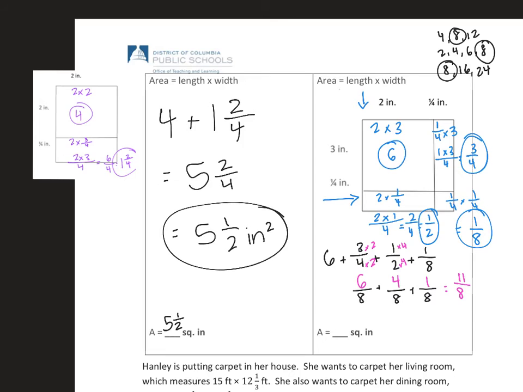And I know 11/8 is a fraction greater than 1 because my numerator is greater than my denominator. So I'm going to put this into a mixed number by asking myself, how many times does 8 go into 11? It goes into it once. And then I have 8 times 1 is 8. So I have 3 left over. And 8 is my denominator. So finally, I'm going to add this whole number over here because I cannot forget this whole number. So I'm going to say 6 plus 1 3/8 is going to give me an answer of 7 3/8 square inches.